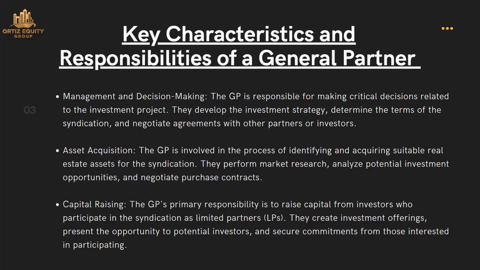Now, the second point we have here is asset acquisition. The GP is involved in the process of identifying and acquiring suitable real estate assets for syndication. They perform market research, analyze potential investment opportunities, and negotiate purchase contracts. And again, why this is important is because you can actually invest into a market that is not growing in population and job growth and many other aspects of it. And so by working with an experienced general partnership team, you have that background that they've actually done deals in the market or in very similar areas within the market. So it gives you a lot of confidence.